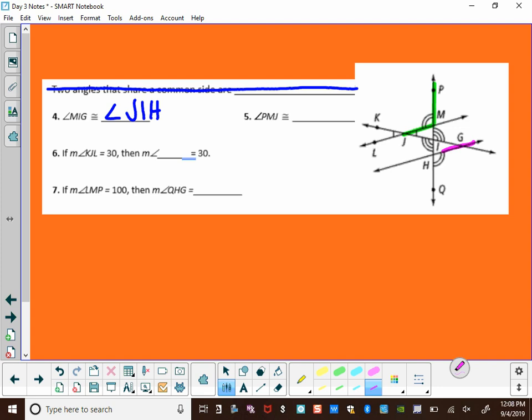Yeah, G, H, and Q. You can write it either way. So that means that the angle of PMJ is congruent to the angle of QHG, or you can write GHQ. Does that make sense how the arcs kind of match up together? Very good.